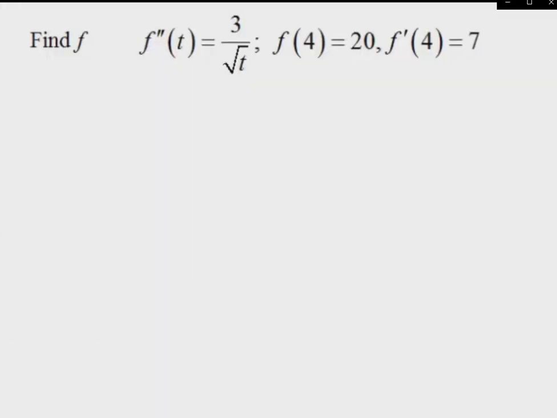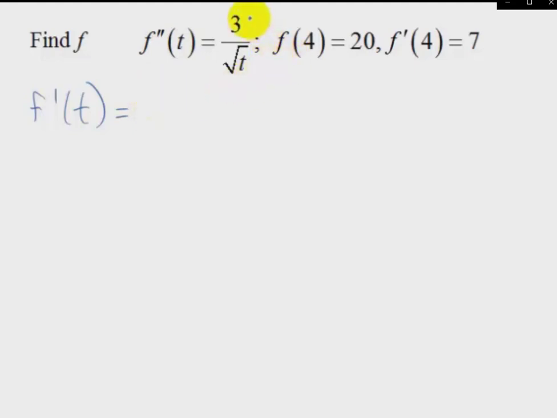Find f. We've got f double prime equals 3 over square root of t, and we've got a couple of values, f of 4 equals 20 and f prime of 4 equals 7. So in order to figure that out, we're going to go backwards one time first and find the first derivative, because we have the second derivative here. Doing an antiderivative will let us do that, and then we can do an antiderivative again to get back to the function.